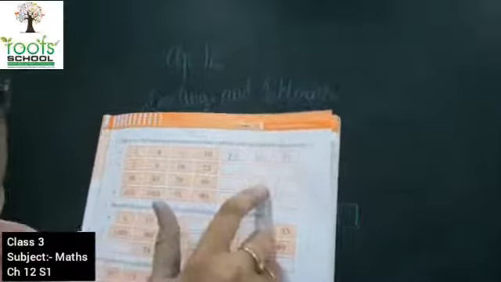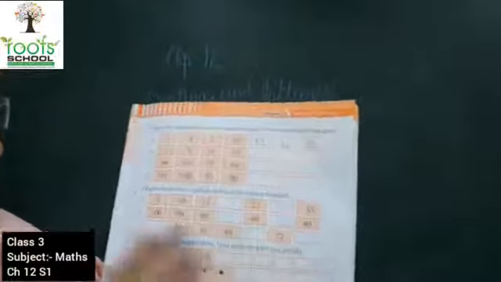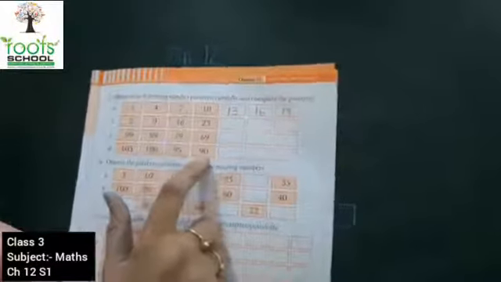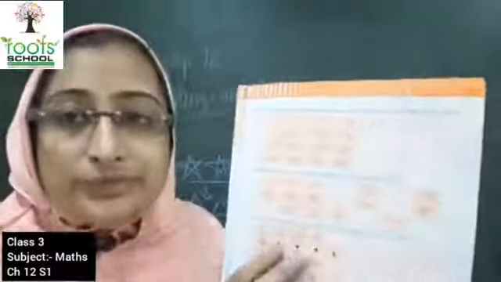59, 49, 39. Similarly, kids, here also you can see there is a pattern in which backward counting by 5 number you can see. 105, 100, 95, 90. So what are you going to write here? Yes, 85, 80, 75. Understood?